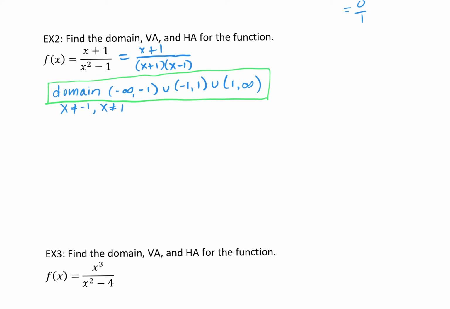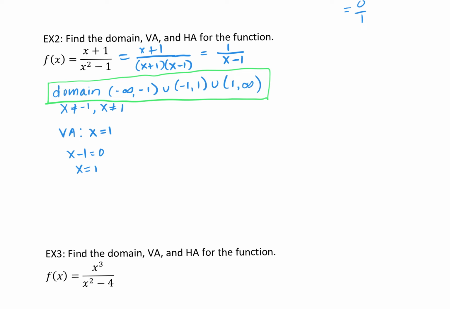Now for my vertical asymptote, we're going to reduce, so I can cancel the x plus 1 in the numerator and denominator to get 1 over x minus 1. For the remainder of the values, we're going to use the 1 over x minus 1. Vertical asymptote, we set the denominator equal to 0. x minus 1 equal to 0 gives me x equal to 1. So the only vertical asymptote I have is x equal to 1.